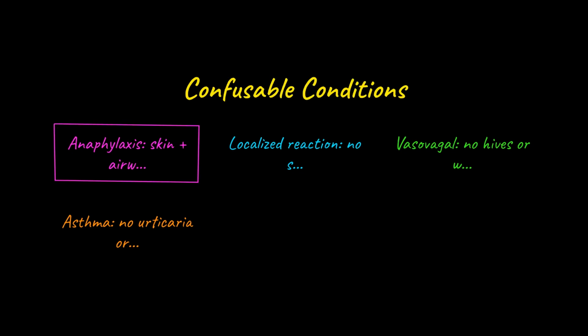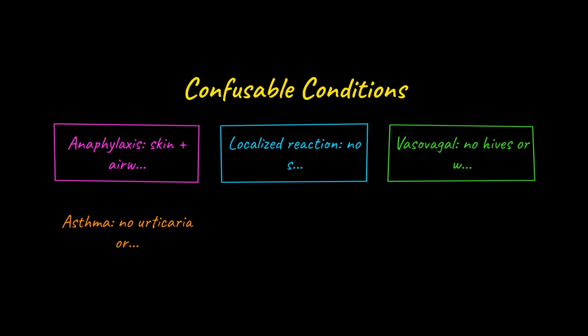3 conditions can mimic anaphylaxis. A localized allergic reaction stays at the exposure site. Vasovagal syncope produces hypotension without hives or wheezing. Asthma exacerbation produces wheezing without skin changes. Anaphylaxis is the only one that combines skin, respiratory, and circulatory features simultaneously.